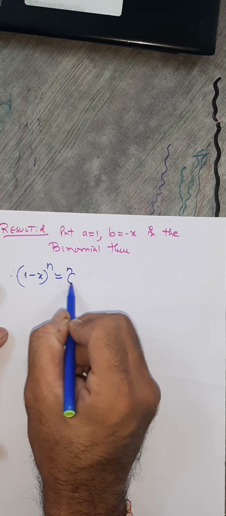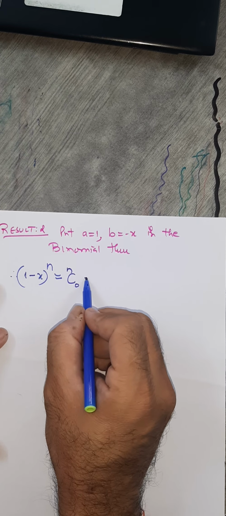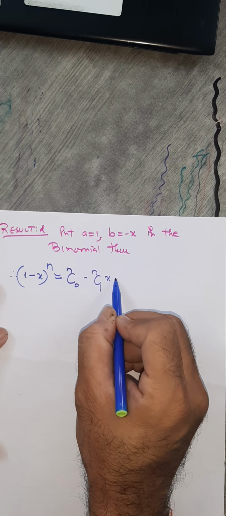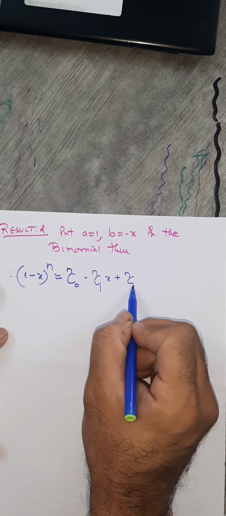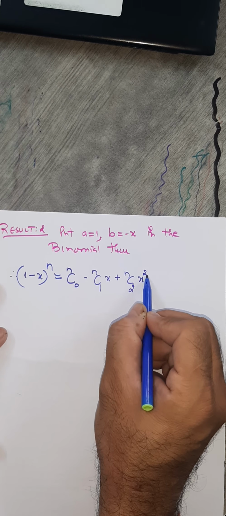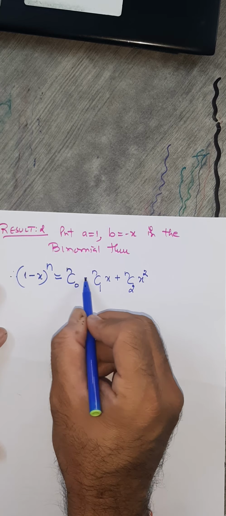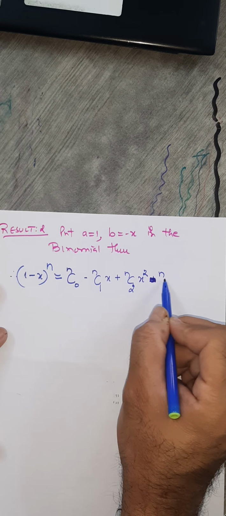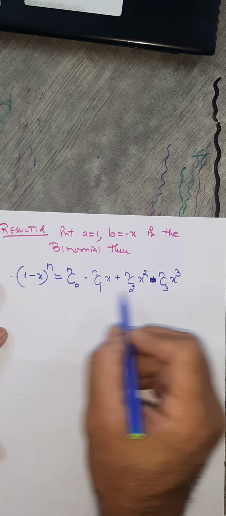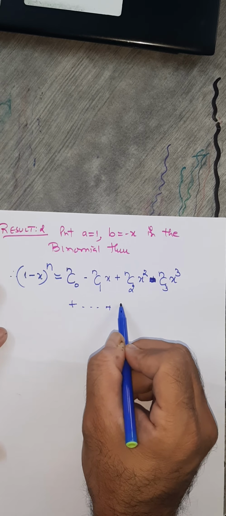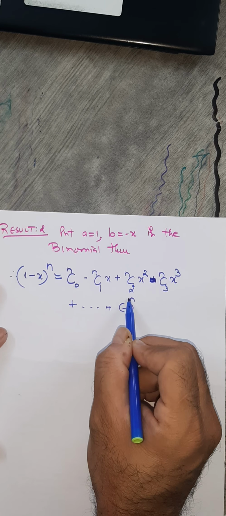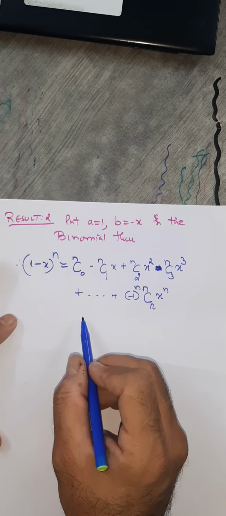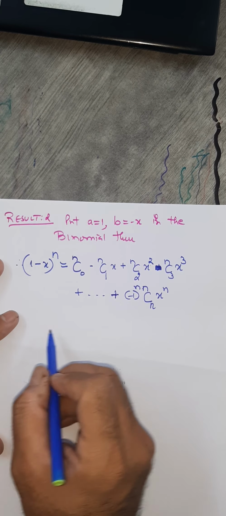So there nc0, now because of this minus we have minus here, nc1 into x plus nc2 into x squared, because of this even power this is plus. Here because of the odd power it will be minus, alternating sign, nc3 into x cube, and so on. Finally at the last you have minus 1 raised to n, that depends upon n, ncn into x raised to n. That last term is not important, you can write dot dot dot also.